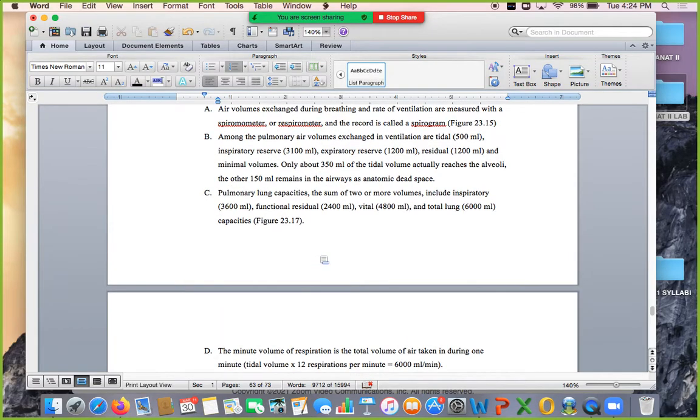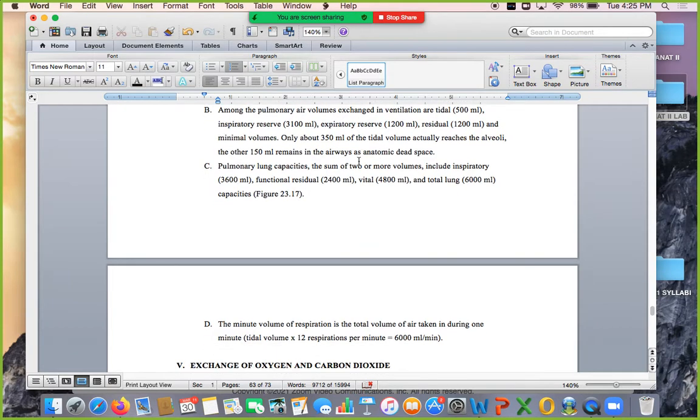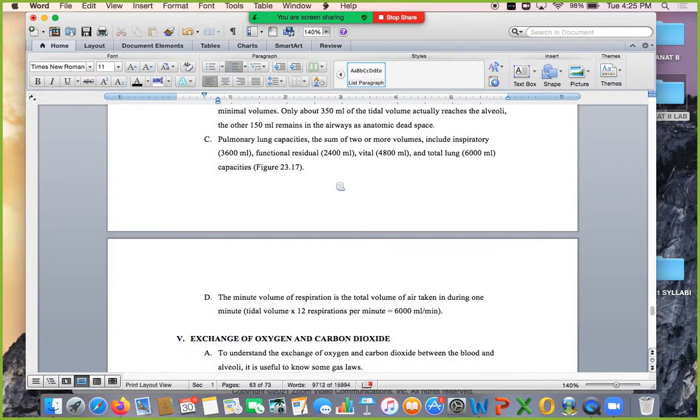All right, so some of the things that we will be talking about include the air volumes that are exchanged in ventilation, such as the tidal volume, which is how much you're normally breathing in and breathing out. Your inspiratory reserve, which is how much you're able to breathe in at full capacity. Expiratory reserve, which is how much you can exhale beyond normal. That's your residual as well. And then also your minimal volumes.